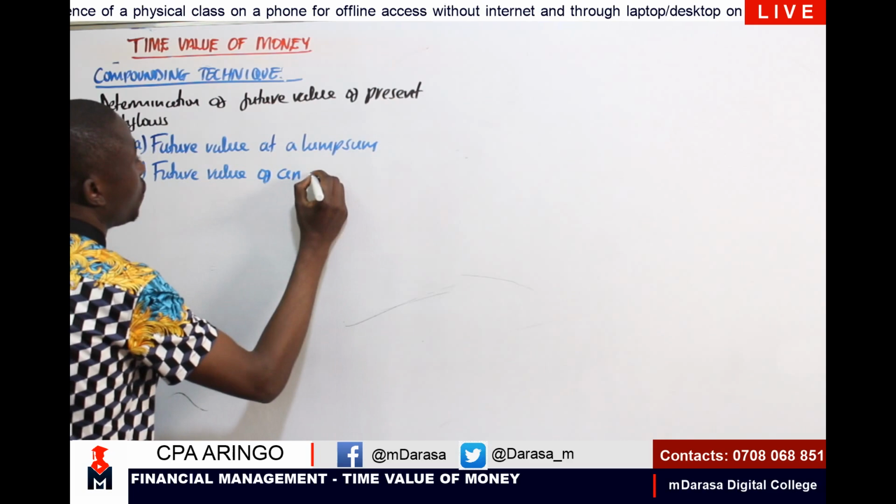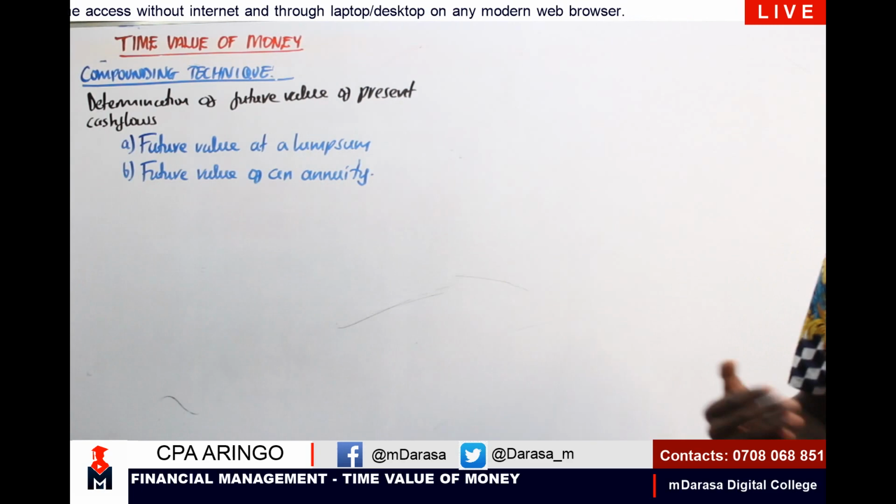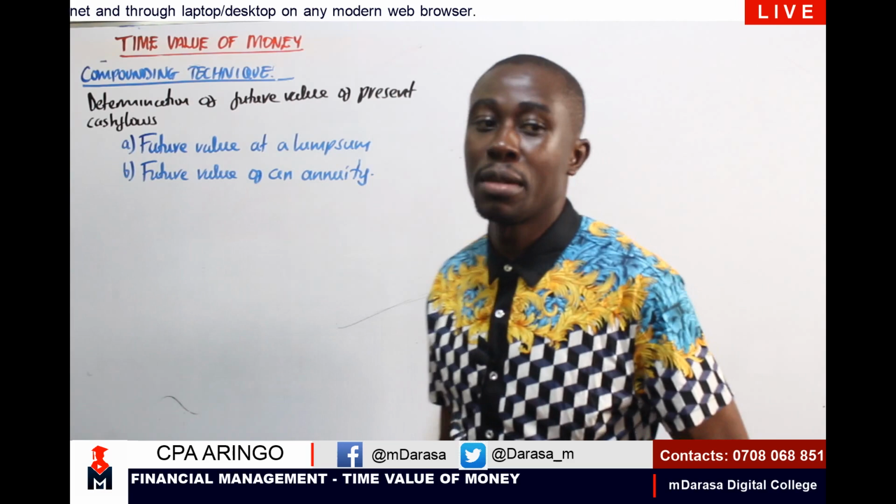Future value of an annuity. These are basically two aspects of the compounding technique. Let us analyze the first one, future value of a lump sum, and see what this entails.